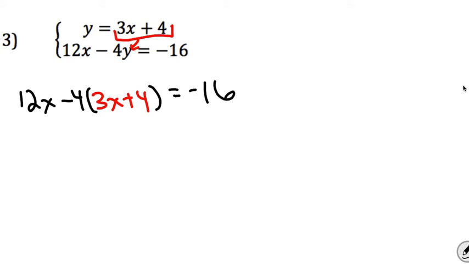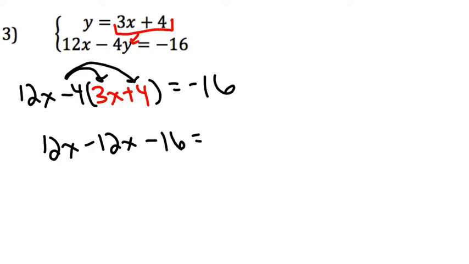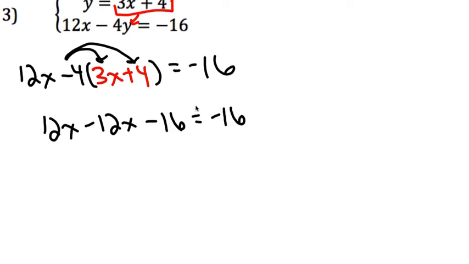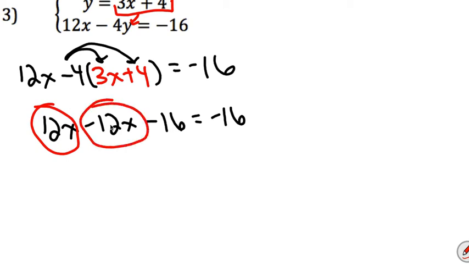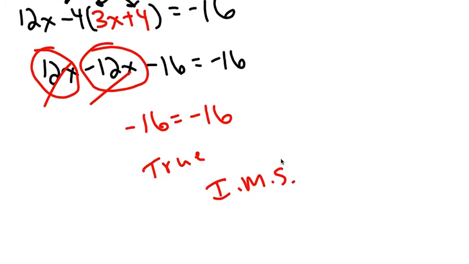All right, now we're going to multiply this -4 through. So let's see what we get here. So 12x, -4 times 3x is a -12x. -4 times 4 is a -16. Equals -16. So what happens here when I add my like terms? What is 12x minus 12x? 0. They cancel out. So I'm left with -16 equals -16. What does that mean? Well, that's true, which means IMS. Okay? So infinitely many solutions means that those two lines are the exact same line.